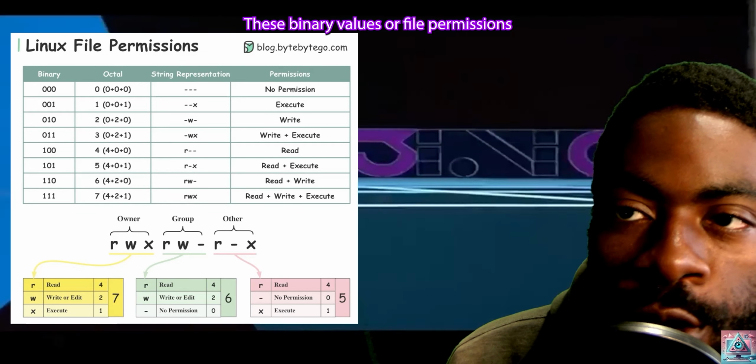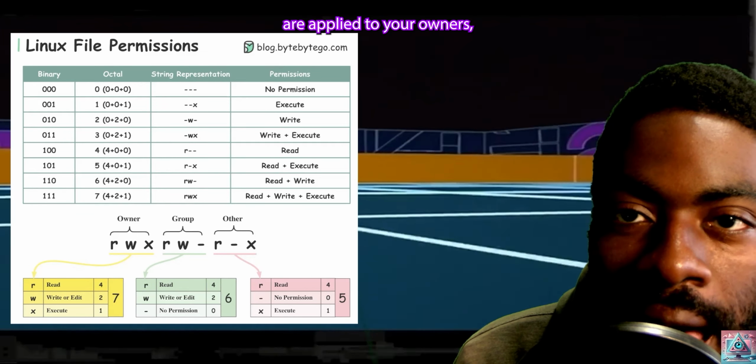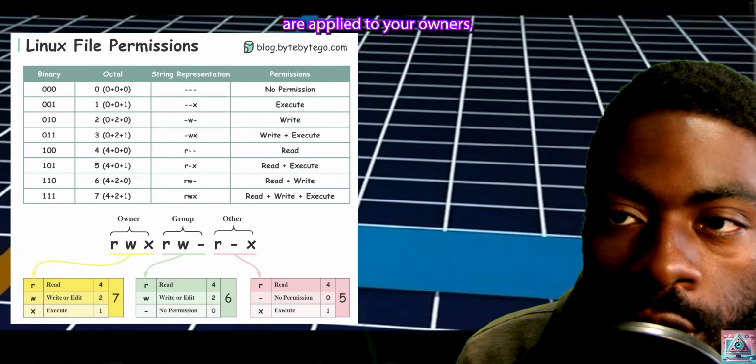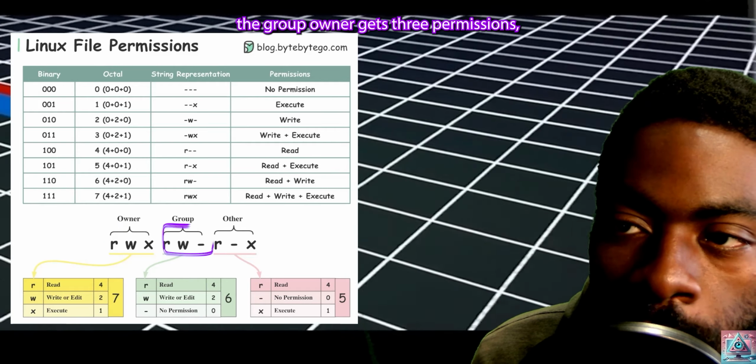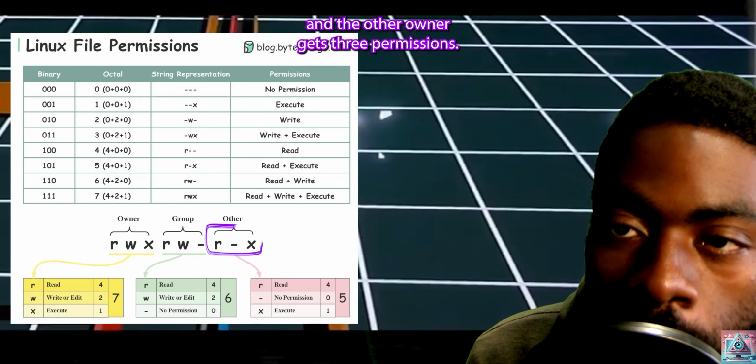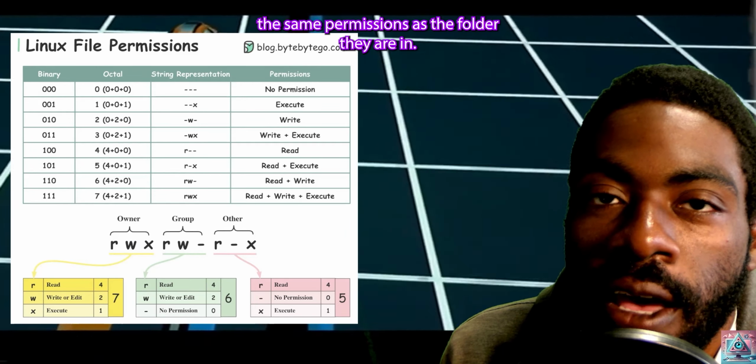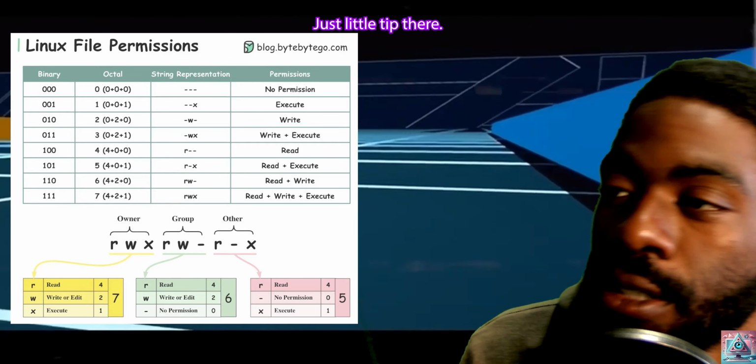These binary values or file permissions are applied to your owners. So for instance, the user owner gets 3 permissions. The group owner gets 3 permissions, and the other owner gets 3 permissions. Unlike Windows, file permissions on a Linux system are not inheritable. So keep that in mind when you create a folder and set the permissions. The files inside of that folder do not automatically have the same permissions as the folder they are in. Just a little tip there.